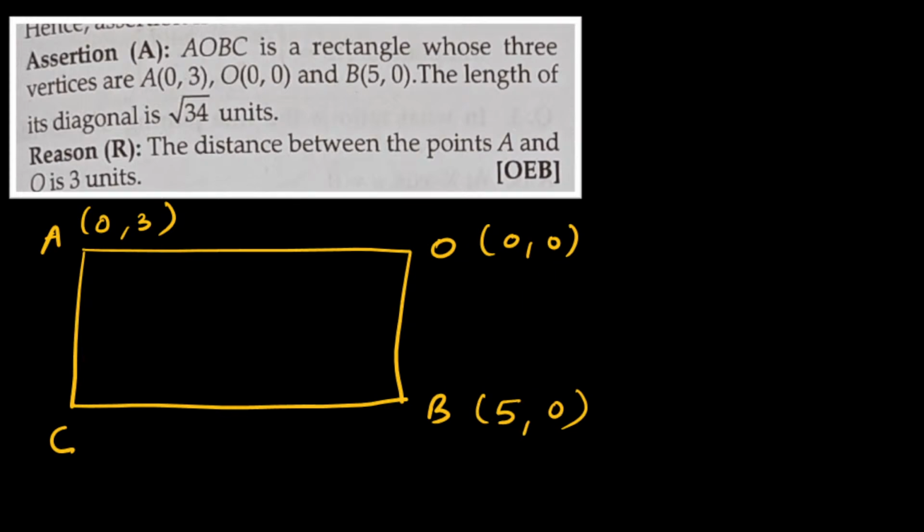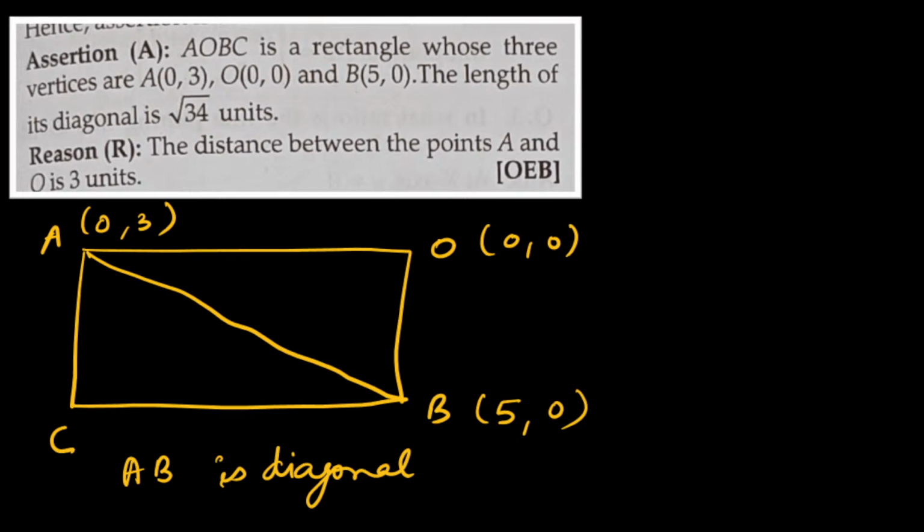The length of its diagonal. So diagonals are lines joining corner to corner. Here AB and OC are the diagonals. So I'm just joining AB. AB is a diagonal.